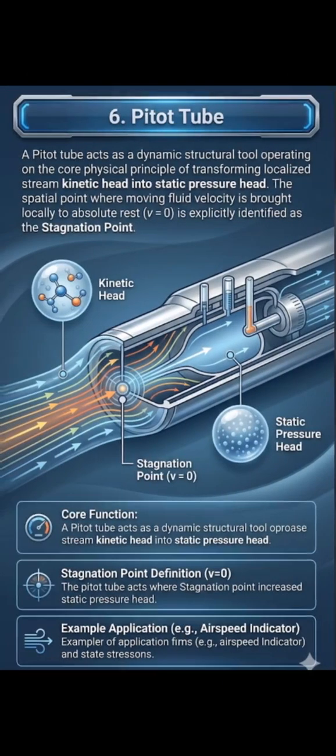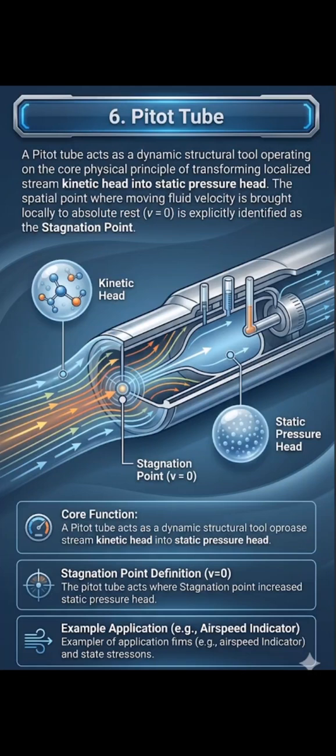Pitot tube. A pitot tube acts as a dynamic structural tool operating on the core physical principle of transforming localized stream kinetic head into static pressure head. The special point where moving fluid velocity is brought locally to absolute rest is explicitly identified as the stagnation point.